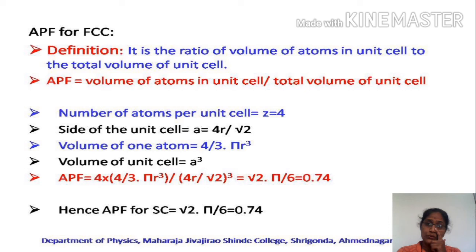Suppose in case of SC, the value of atomic packing factor is 52%. Then 100 minus 52 is equal to 48%, which will be the amount of void space. That is, 48% of the unit cell is empty.